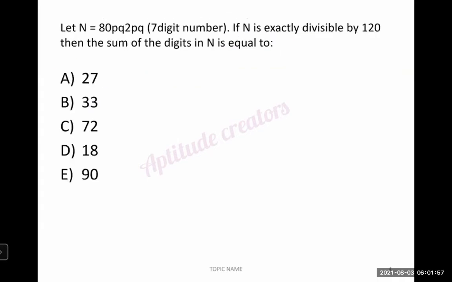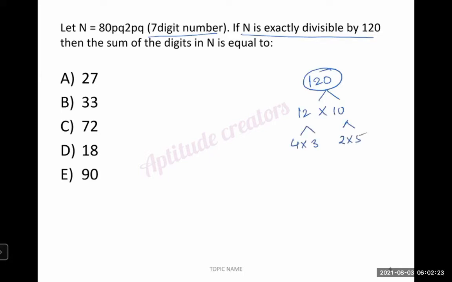Moving forward to next. N is equal to 1T PQ 2PQ, a 7-digit number, if N is exactly divisible by 120. Can I say 120 as 12 into 10? Now can I say 12 as 4 into 3? And 10 is 2 into 5.